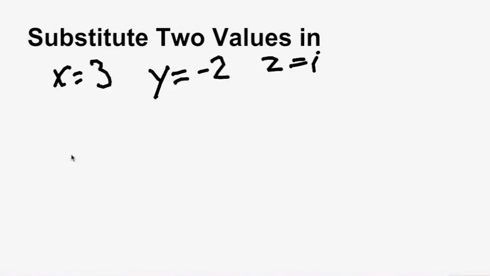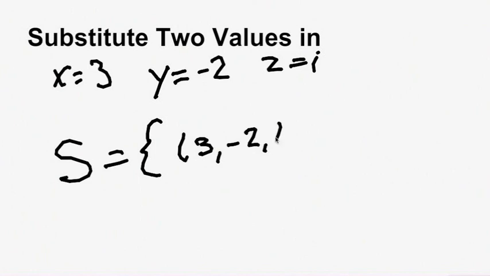So we have our three values of x equals 3, y equals negative 2, z equals 1, giving us our solution of the ordered triple 3, negative 2, 1. And that is how you solve a linear system that has 3 or more variables.